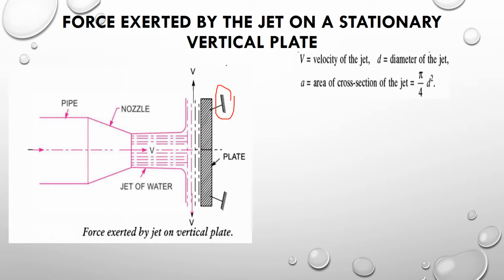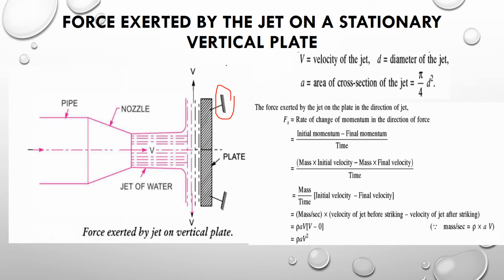As I told earlier, impact of jet means we are trying to find out the force exerted, and it is based on Newton's second law of motion or the impulse momentum equation. So as you can see, force exerted by the jet on the plate in the direction of the jet. Here you should clearly understand the words in the direction of the jet. That is, this is the direction of the jet. So you can assume this is the x direction and this is the y direction.